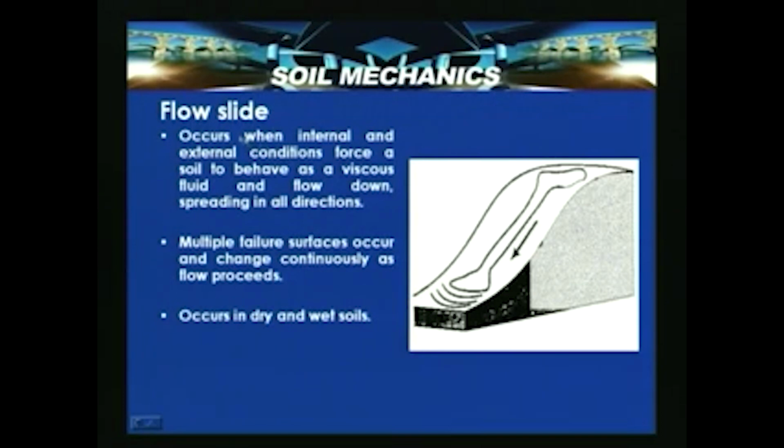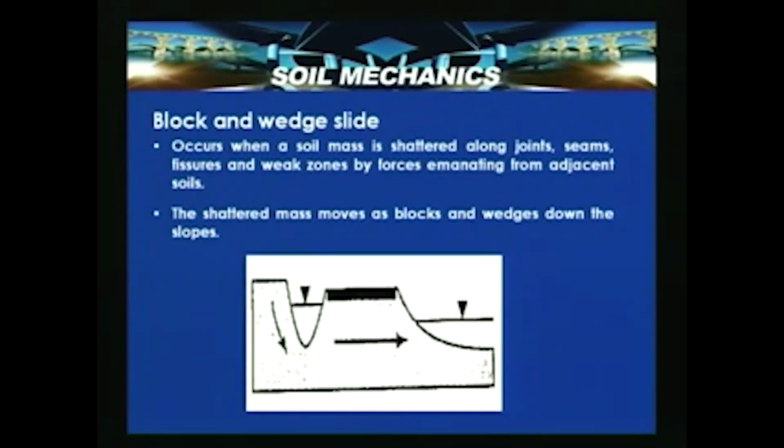So, you can see that this flow slide occurs when internal and external conditions force a soil to behave as a viscous fluid and flow down, spreading in all directions, and multiple failure surfaces occur and change continuously as the flow proceeds. Flow slides occur in dry and wet soils, but this is beyond the scope of our lectures. The other one is the block and wedge slide.